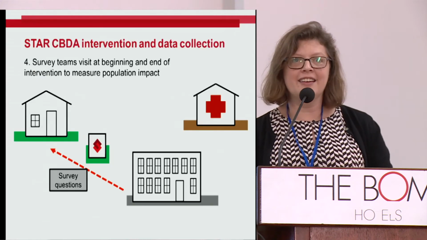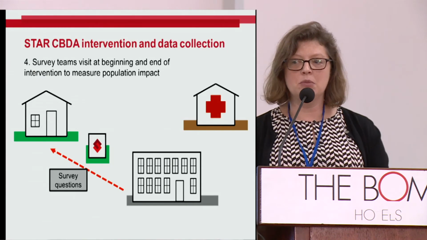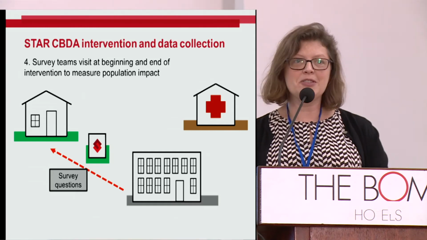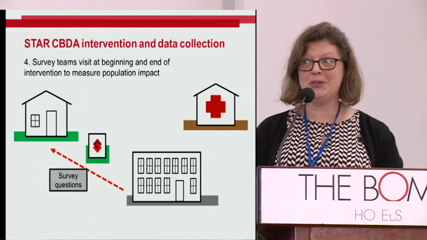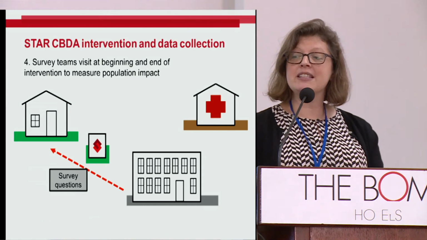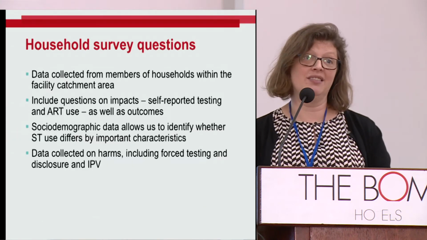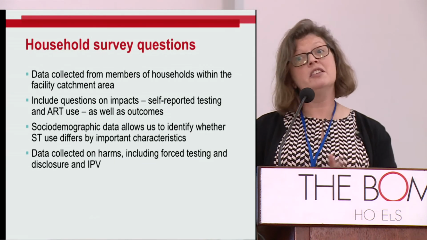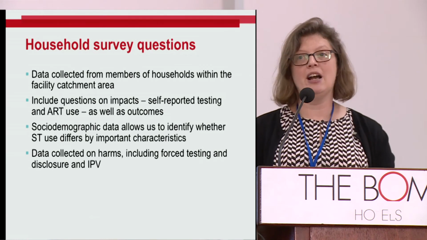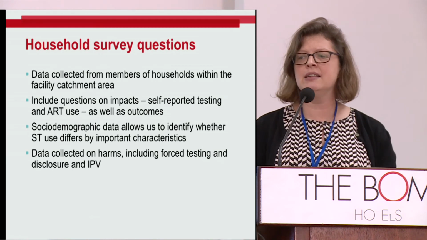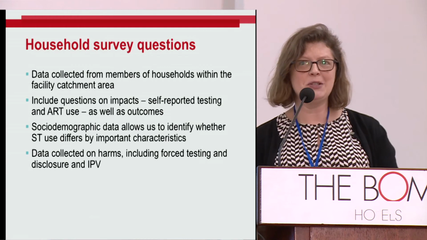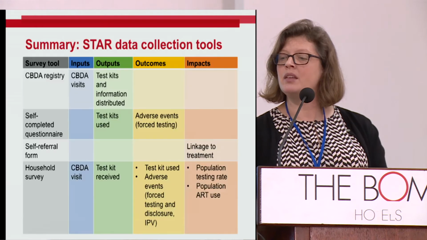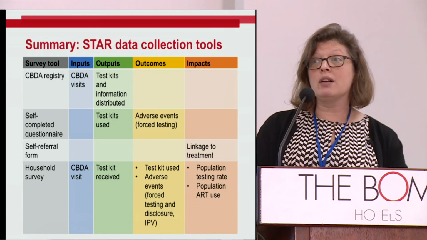And then the final thing, and this is the thing that I, as an epidemiologist, am most familiar with, is that we do a population survey. A population survey is very much something that is research-focused and very intensive, but it turns out when we do that, we get a lot more information than you can get from routine data. We get information on all of the different parts, all of the inputs, outputs, outcomes, and impacts that we're interested in, as well as some more detailed sociodemographic data and data on a variety of harms.